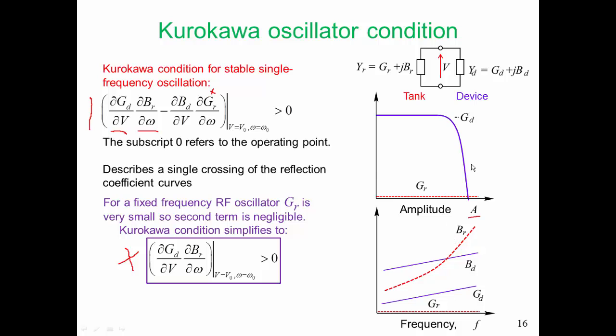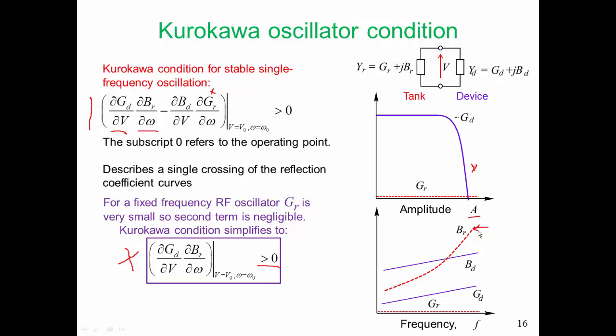Now the derivative, if we look at this curve here, the derivative of GD with respect to amplitude is positive, minus GD is falling, and so GD itself is increasing. It's going from negative to positive. If the derivative of GD with respect to amplitude is positive, in order to have this condition, that formula is greater than 0, we must have the derivative of the susceptance with respect to frequency increasing. So we must have this type of curve.